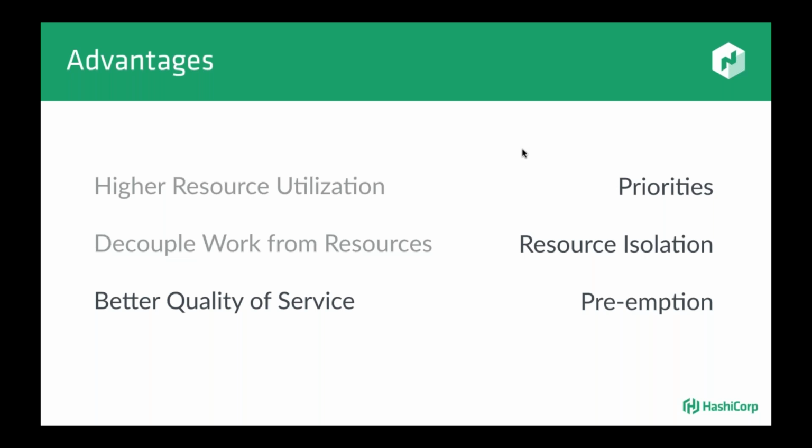And then in the quality of service, like I mentioned, there's priorities. This allows high priority work to take precedence over low priority work. There's resource isolation, so making sure one app can't stomp on another, and then preemption, where we can evict low priority stuff to make room for high priority work.